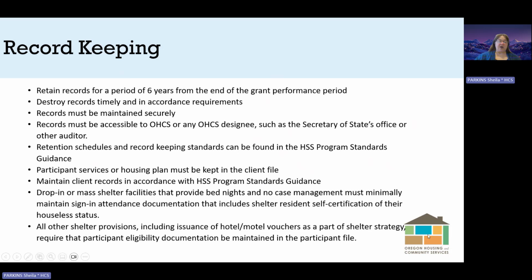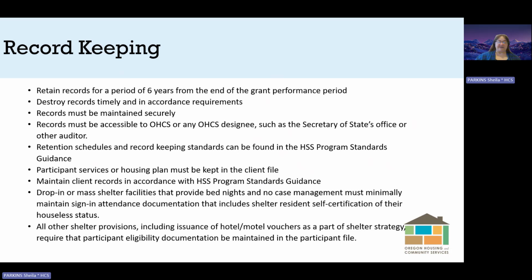Retention schedules can be found in the HSS Program Standards Guidance for EHAP, ERA, and SHAP, as well as other OHCS programs. Also, remember that a client service or housing plan is required for those participants receiving more than one-time only services or is needed according to the type of activity being performed that requires a case plan, and such plans must be kept in the client file. It could be helpful to develop a participant file checklist of documentation required to be maintained in the client file. However, all documents related to eligibility and assistance provided must be maintained in accordance with the requirements outlined in the program manual and the HSS Program Standard Guidance.